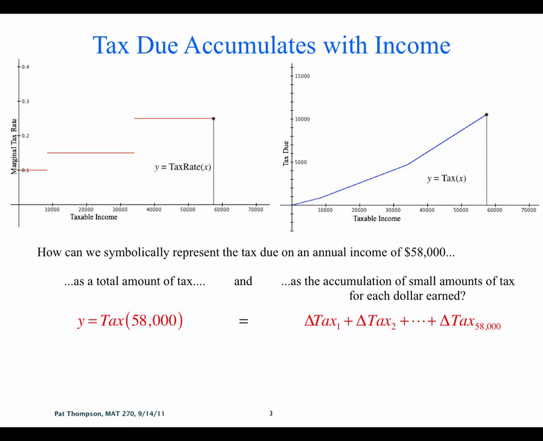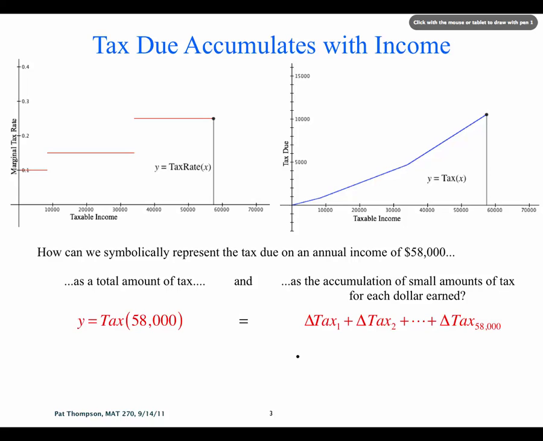So here I showed you the accumulation of small amounts of tax. What I'm showing is the change in tax for the first dollar earned plus the change in tax for the second dollar earned, all the way up to the change in tax for that last dollar earned of 58,000. So how many things are we adding together here? 58,000 little bits of tax that we're adding together.